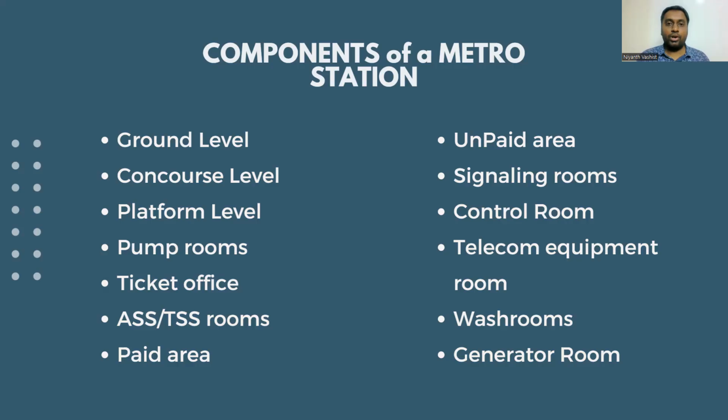The last component and very important component is the generator room, because power is not guaranteed, especially in India. So they will have a very high power generator to make sure the metro station runs. If not the whole metro station, at least the compulsory or the most mandatory high priority equipments that need to run to make sure there is a smooth working of the metro.